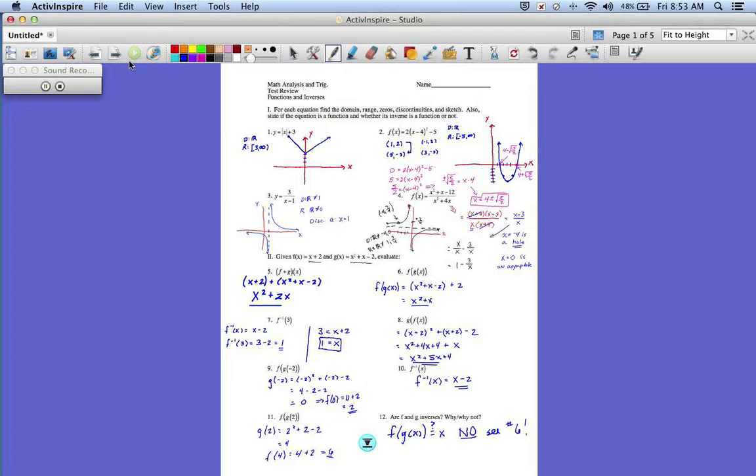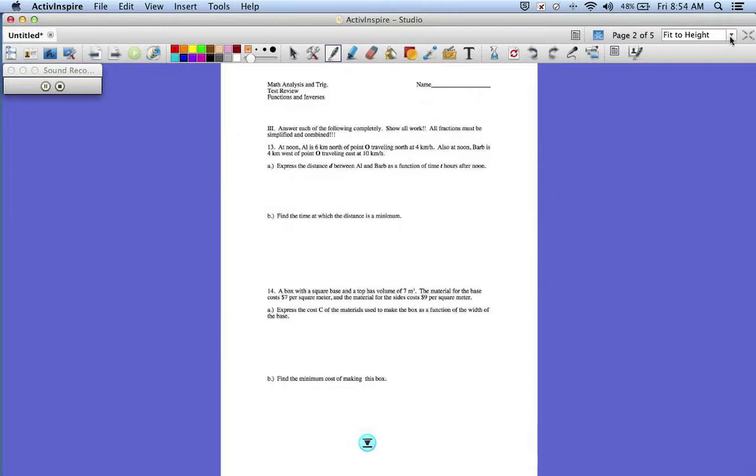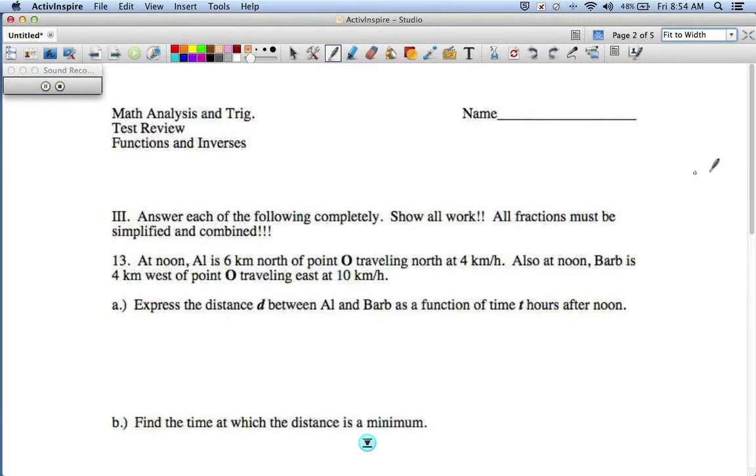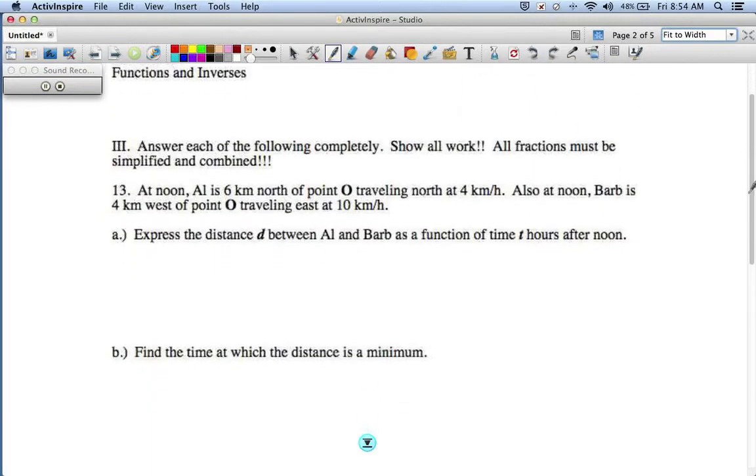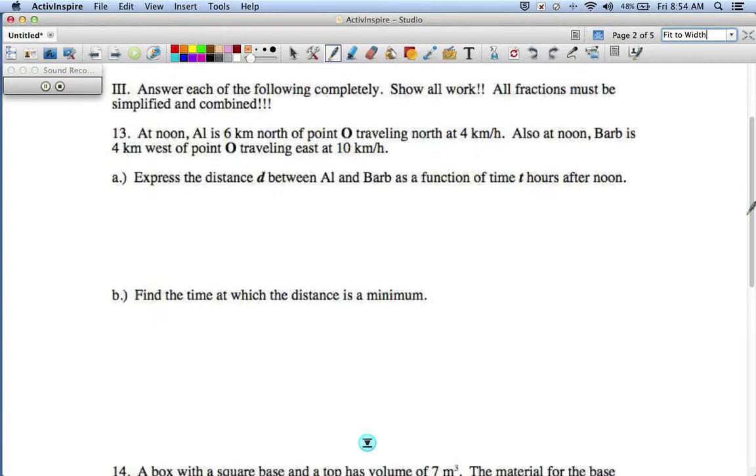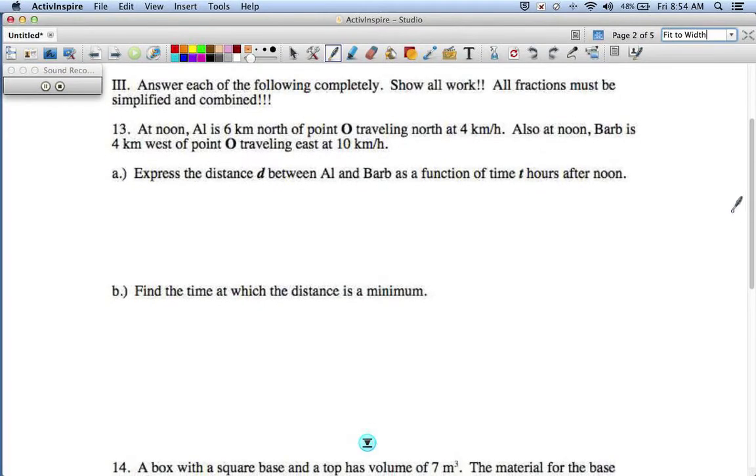Okay, well that's the first page. Moving on now to the second page, which I think gets a little shorter here as we go. Let's get this back out so we can see these problems. We're going to answer each of the following completely. Show all work, all fractions must be simplified and combined.